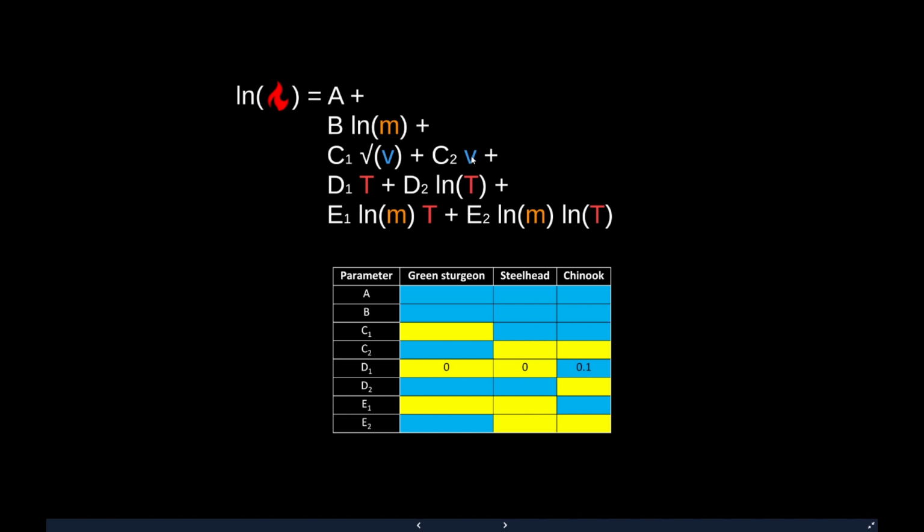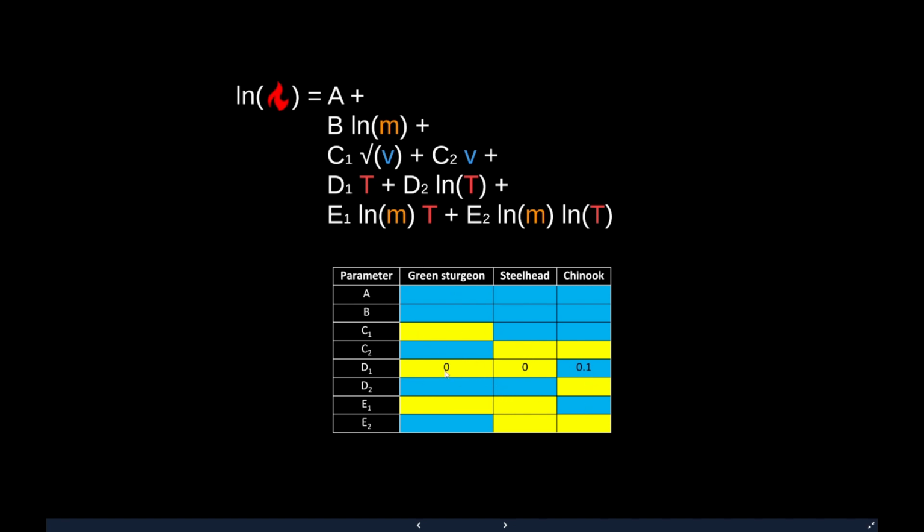But there's two different options for velocity. You can either have a square root of velocity relationship or just a straight-up velocity relationship. There's two options for temperature, and there's two options for whether or not you have an interaction between mass and temperature. If that interaction is log mass and temperature or log of both. And so down here is a representation of how that's switched on and off given our current fish in the system. So everything that is blue is turned on, everything that is yellow is turned off.